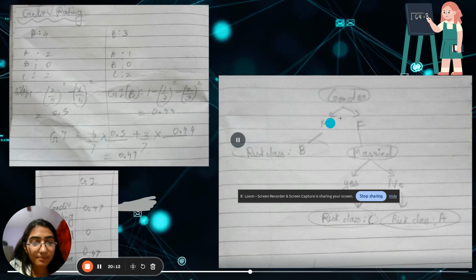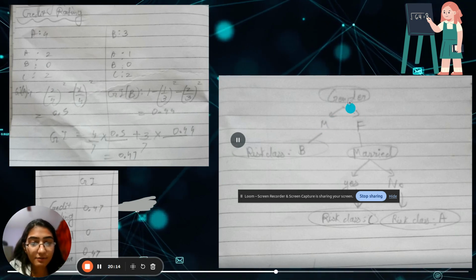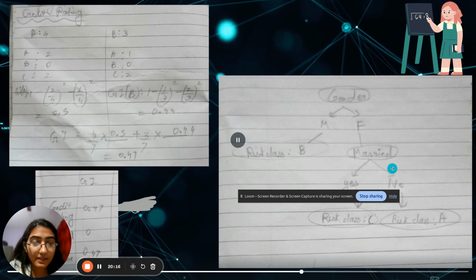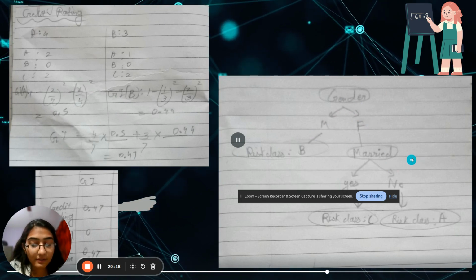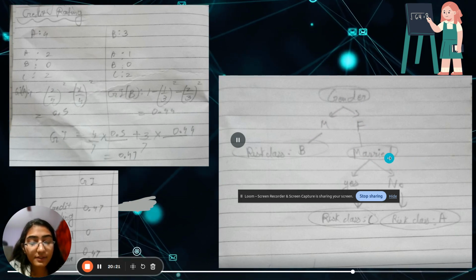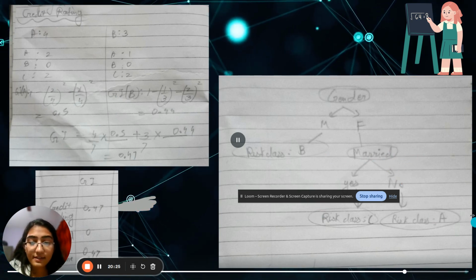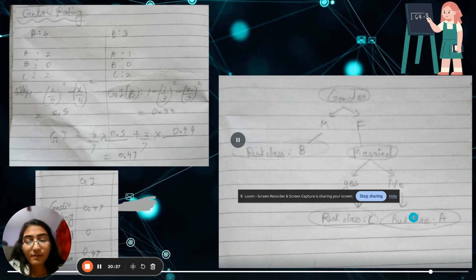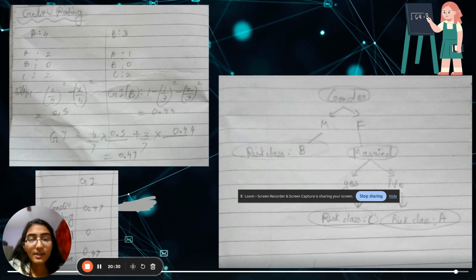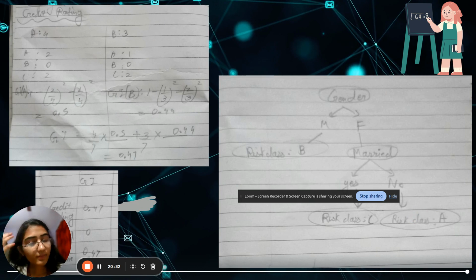So, gender, male, female. If it is a male, the risk class will be B. And if it is a female, we will check whether the female is married or not. If the female is married, then the risk class will be C. If the female is not married, then the risk class will be A. In this way, we will calculate the decision tree. These are the two approaches for making a decision tree, and these two are the most popular algorithms for decision tree construction.